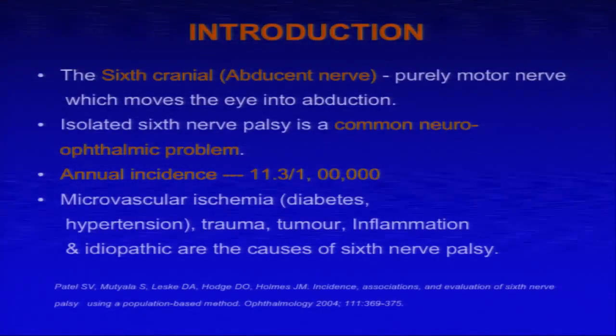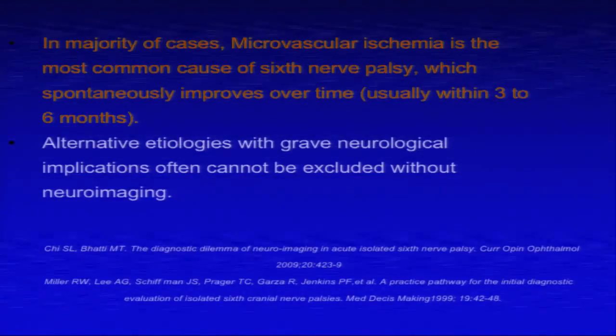Inflammation and idiopathic are the causes of 6th nerve palsy. Microvascular ischemia is the most common cause of 6th nerve palsy, which spontaneously improves over time, usually within 3 to 6 months. Serious underlying causes, however, often cannot be excluded.